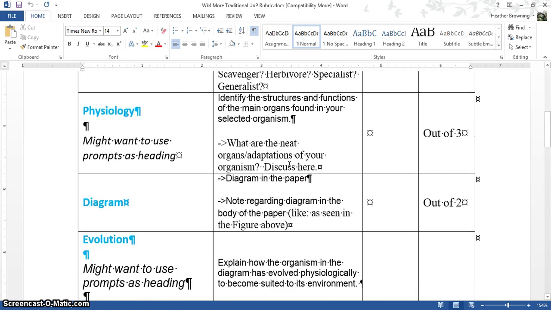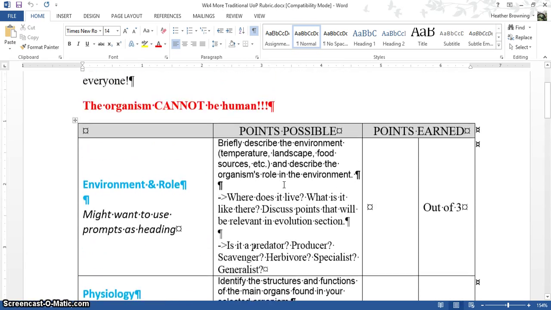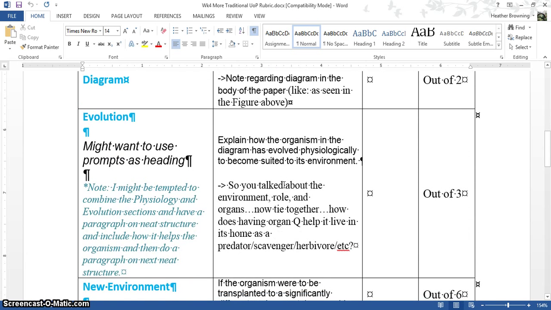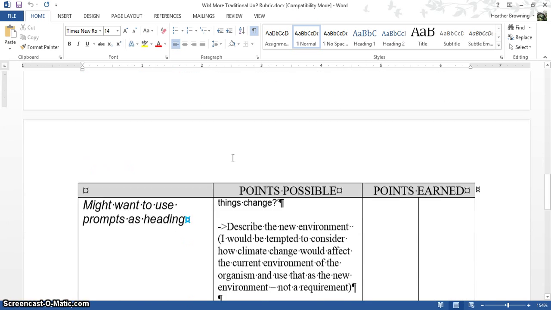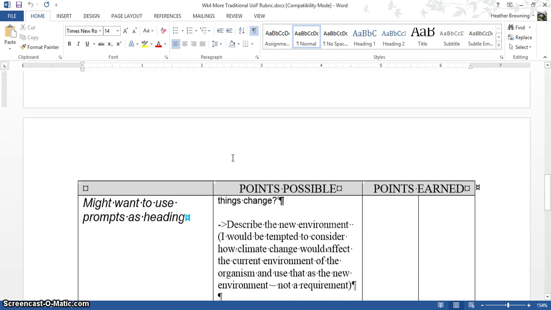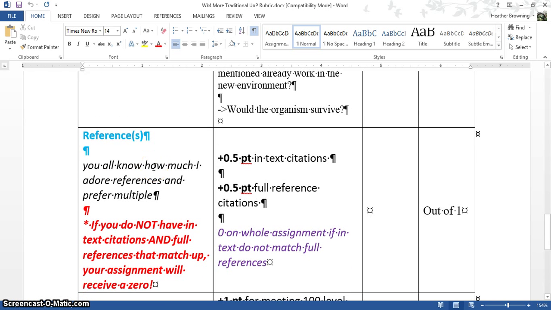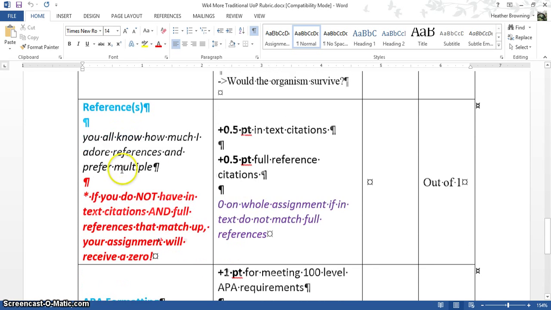Evolution's out of 3 points. So that means the first half of the paper, before we get to the new environment, ignoring the diagram, is 9 points. So that's more or less half your paper, a little more. The second half is going to be 6 points, which is on this new evolution, new environment. So you're going to be a little bit heavier on the top than in the second part, because this is really kind of a 2-part paper. And then you're combining the two through your thesis, and then of course your conclusion at the end.